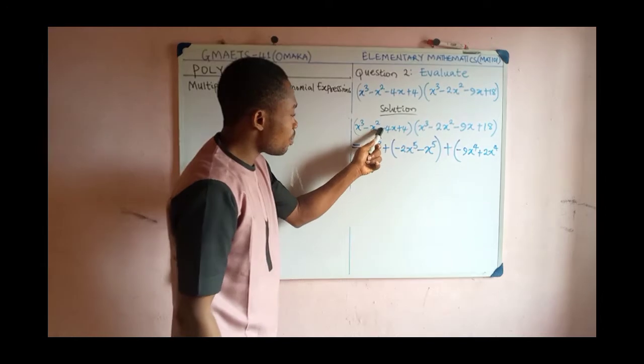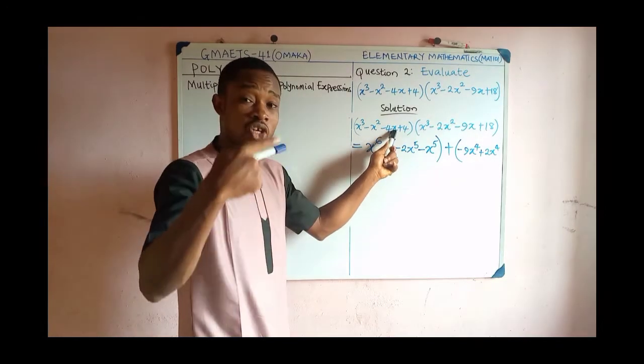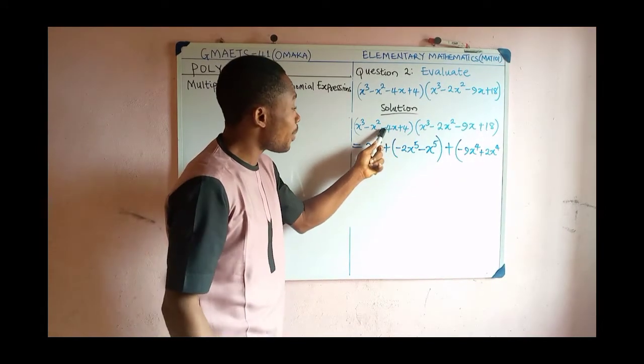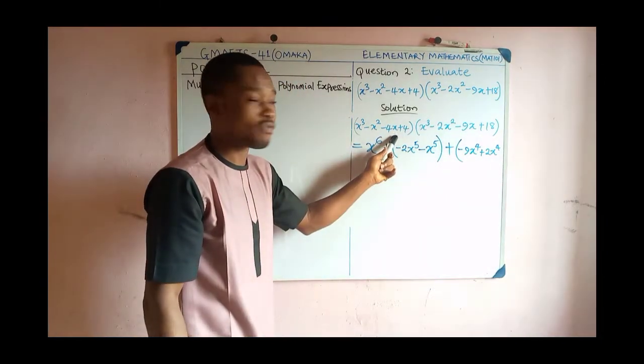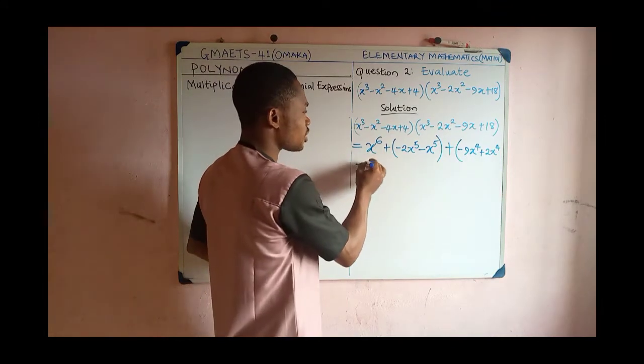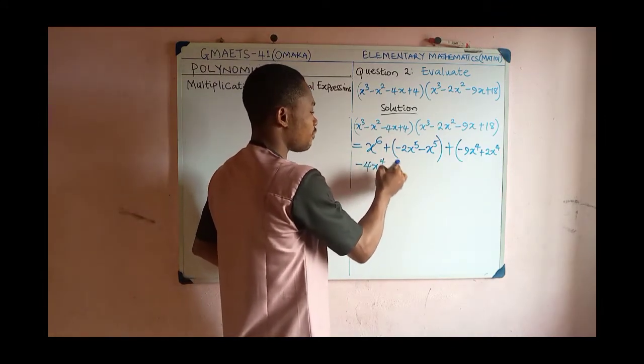Then I will check for this. Minus 4x, remember we are looking for terms in x raised to the power 4 when we multiply. Minus 4x can multiply this x raised to the power 3, and it will produce x raised to the power 4 term. That result is going to be minus 4x raised to the power 4.